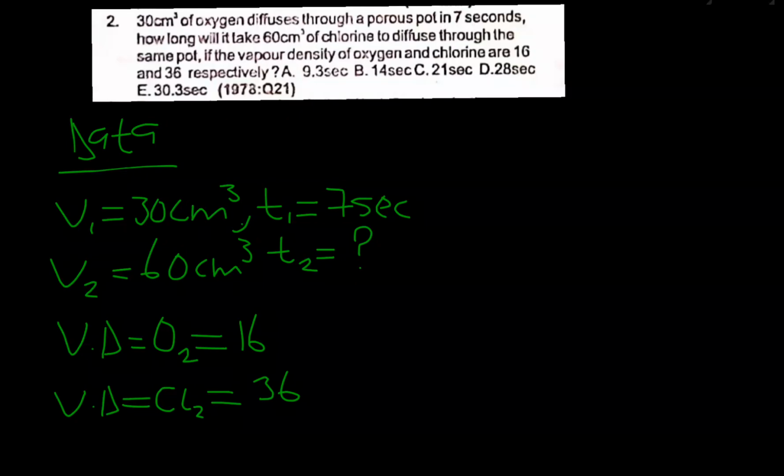You might come across this in your forthcoming exam. Here's exactly how to crack it. The sample is 30 cm³ of oxygen, which is our V1. The data have been written out. It diffuses through a porous pot in 7 seconds. T1 will be 7 seconds. How long will it take 60 cm³, which is our V2, of chlorine to diffuse through the same pot? Our T2 is what we are to solve for. So there's a question mark there.